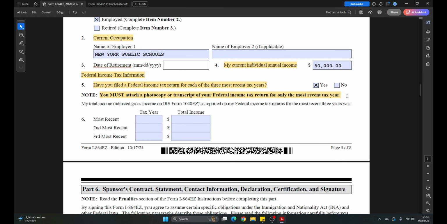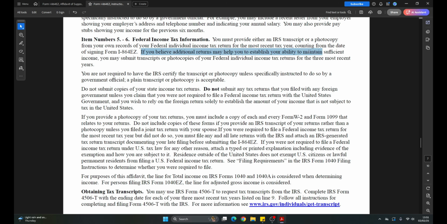But they do tell you that to qualify, you are only required to submit the most recent tax year's tax returns. If you believe that your additional tax returns from the second and third most recent years will help establish you as a sponsor, then you should also provide those returns.